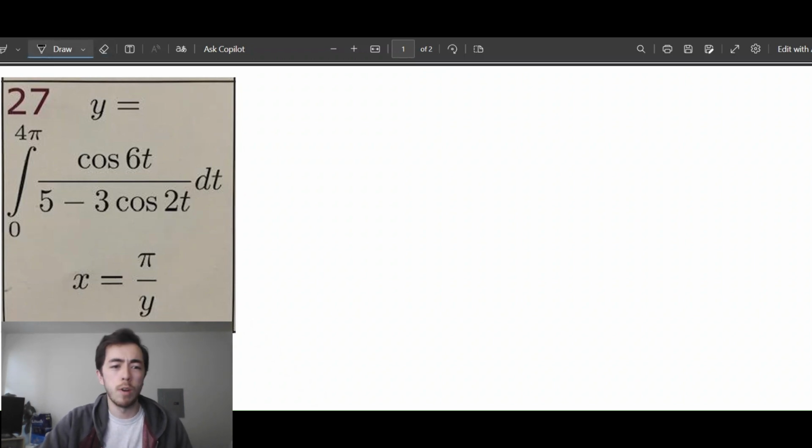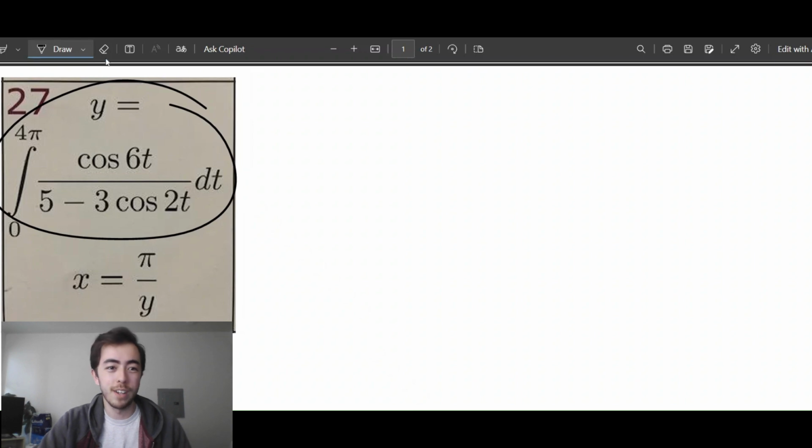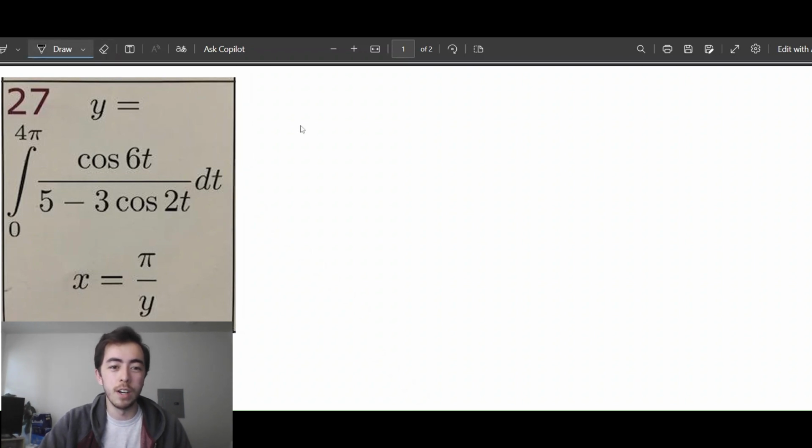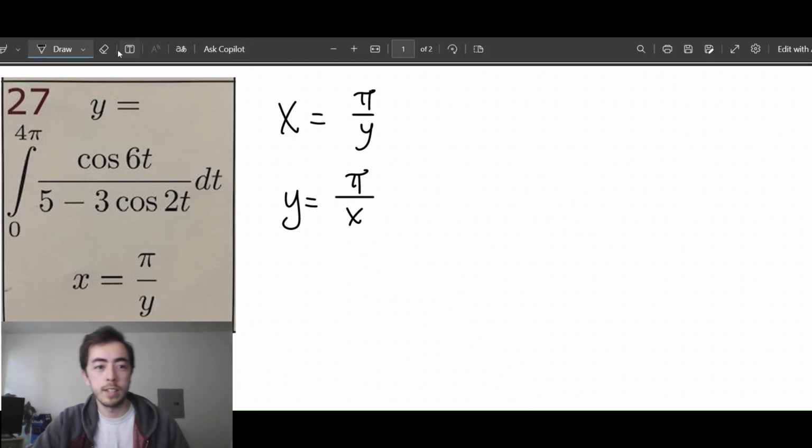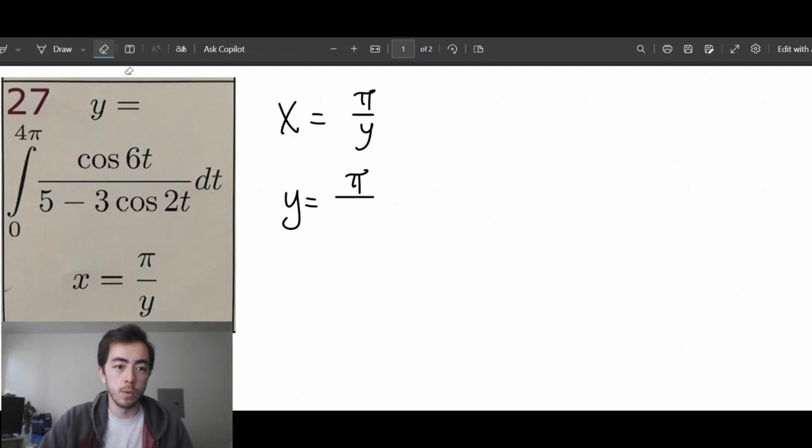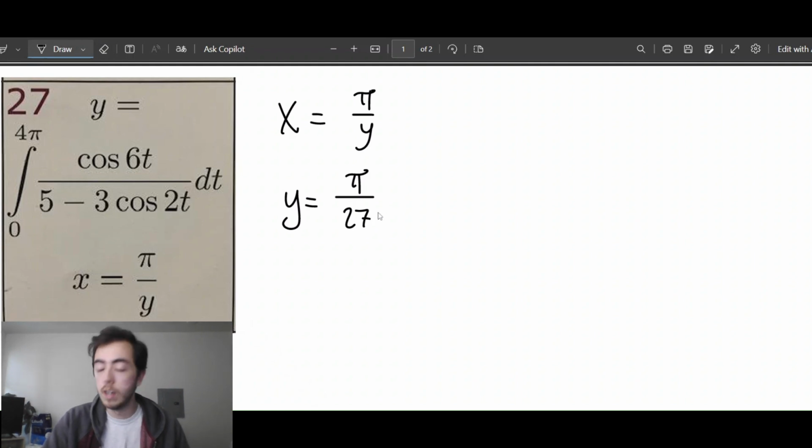Usually with these problems where the bulk of the work is in the first part, I like to unravel the easy part first. So once we solve for y, we get pi over x, but since we know that today's date is the 27th, I'm expecting to get pi over 27 for y. Hopefully once we get that at the end of the video, that will be a good enough sign to know that we are correct.